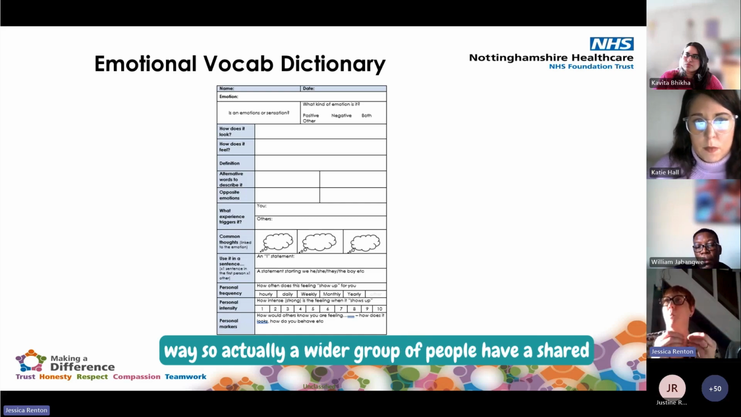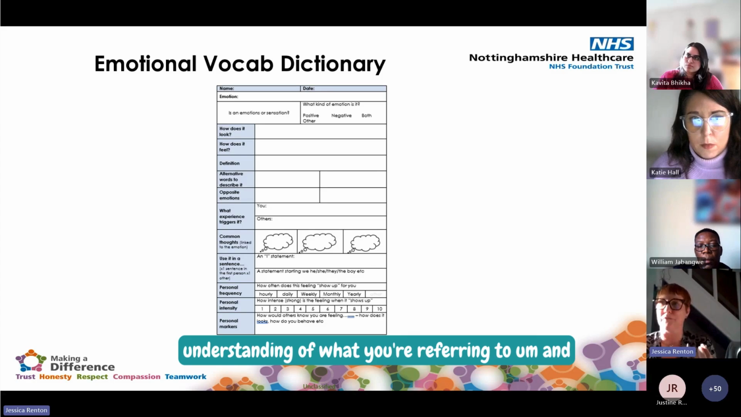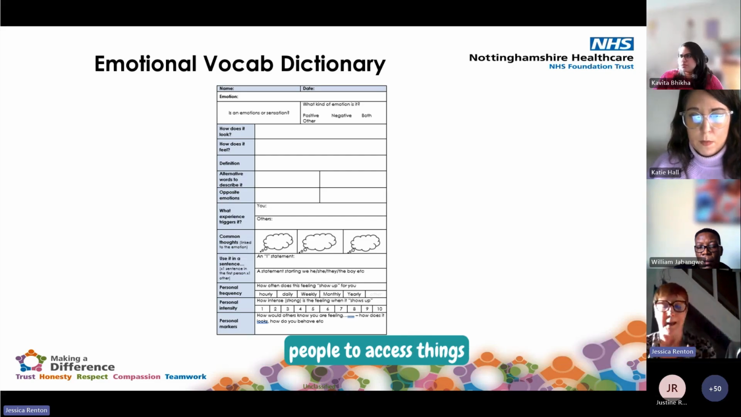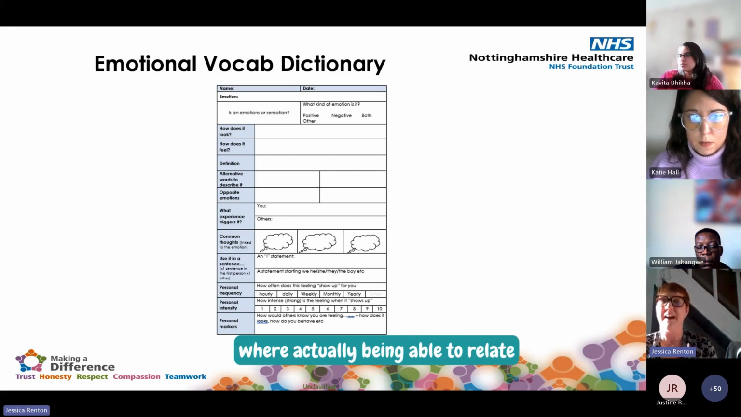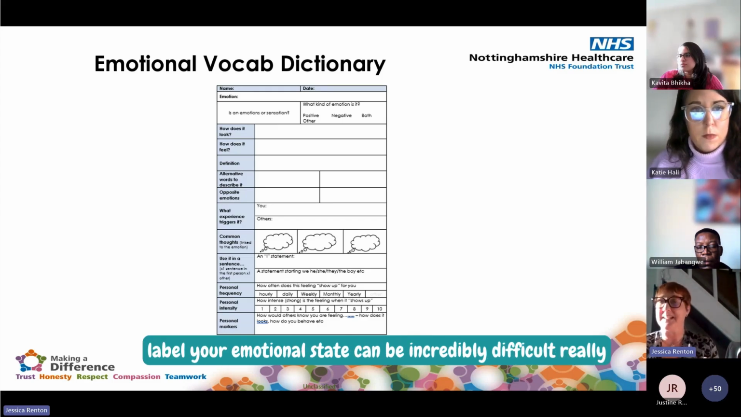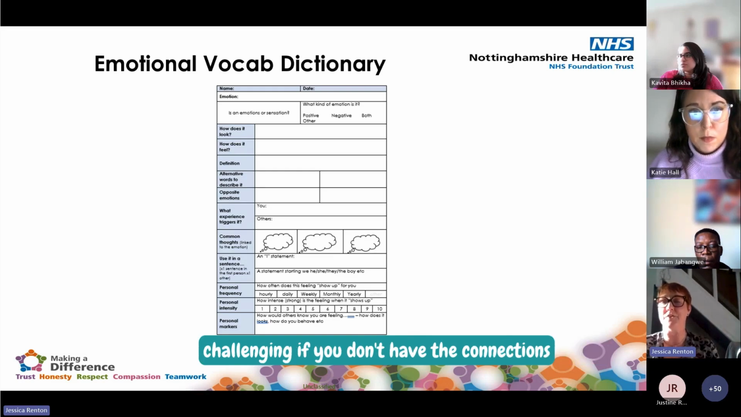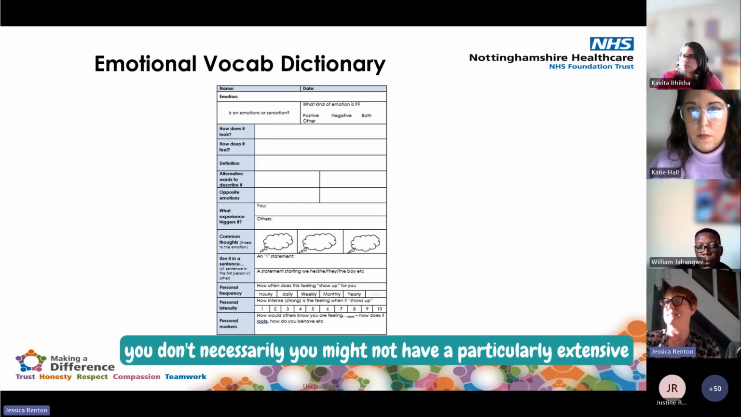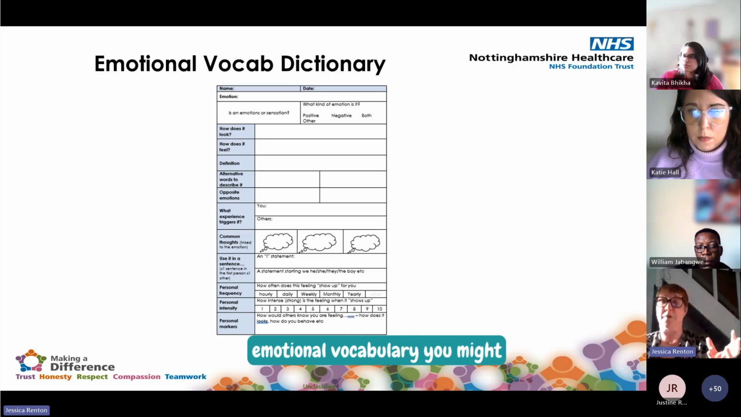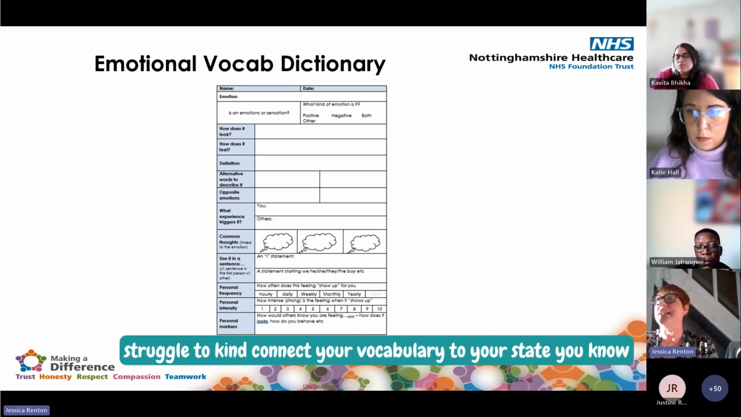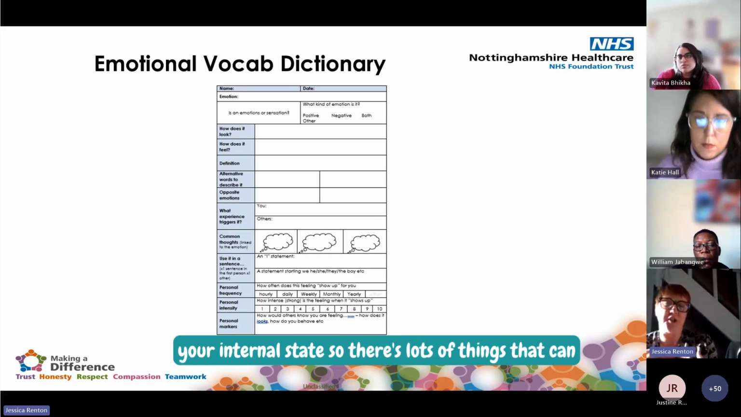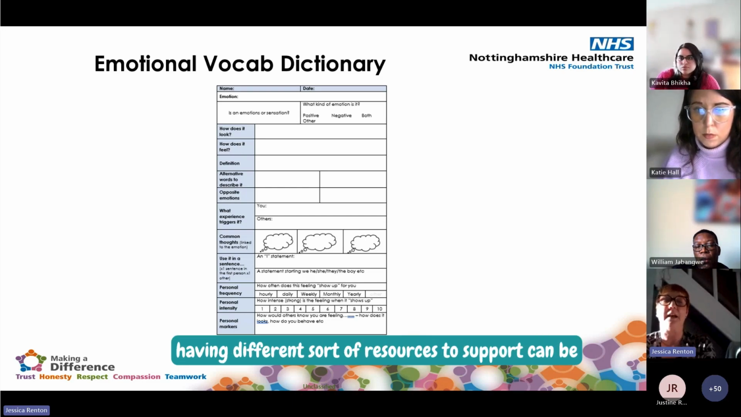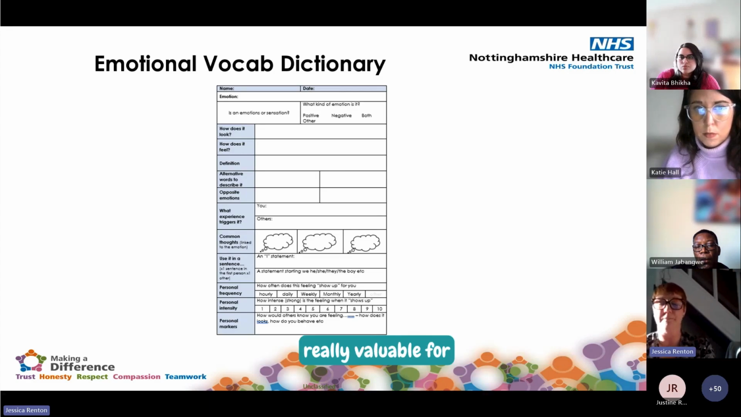So that a wider group of people have a shared understanding of what you're referring to, and support it in that way. So they're all useful tools that can support people to access things where being able to label your emotional state can be incredibly difficult, really challenging if you don't have the connections to your internal state. You might not have a particularly extensive emotional vocabulary. You might struggle to connect your vocabulary to your internal state. So there's lots of things that can be really tricky with this bit, and having different resources to support can be really valuable.